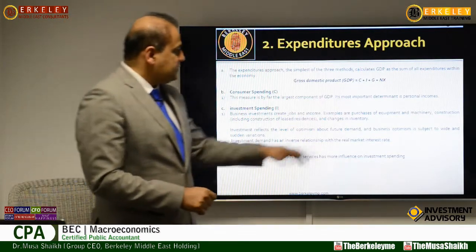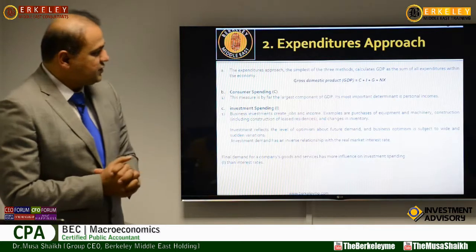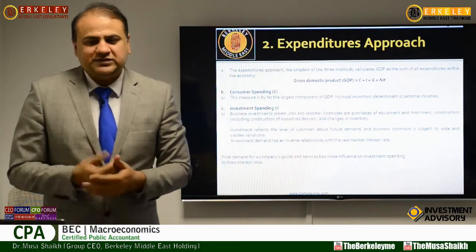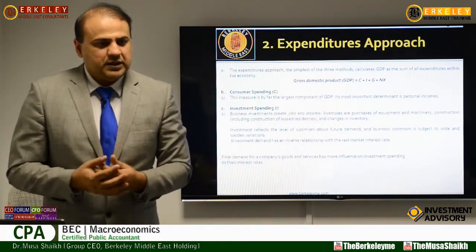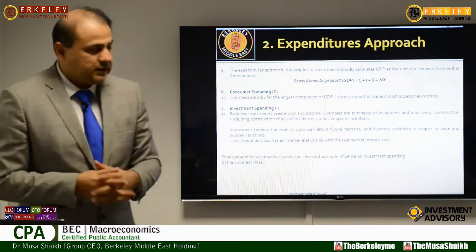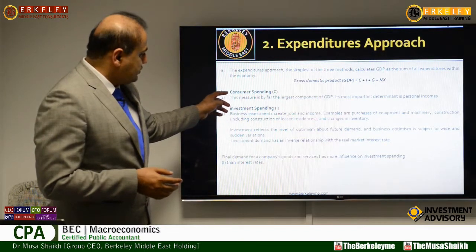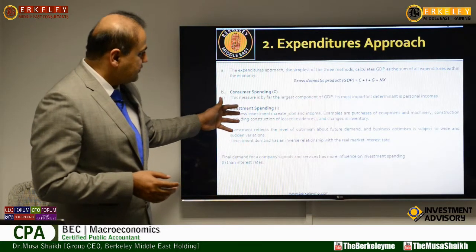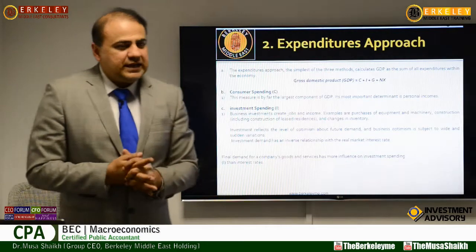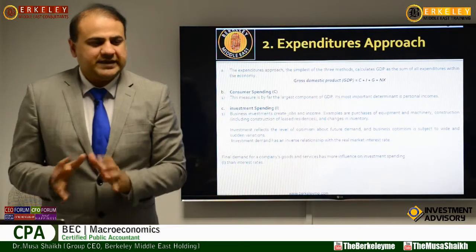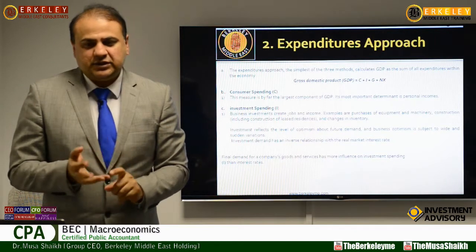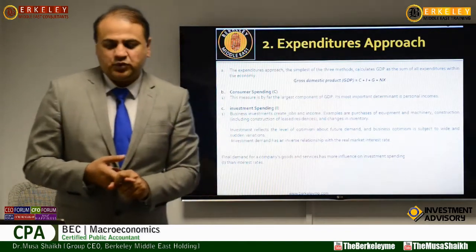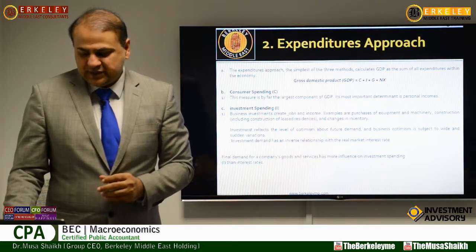The expenditure method says that GDP equals C plus I plus G plus NX. C is consumption, so everyone, we are consumers, we are spending, right? Then we save money, we invest, right? So consumer spending, and investment spending in business, they create jobs and other things. G is government spending, and NX is net exports, exports minus imports. So if you take your consumption, your investments, your government spending, and your net exports, then you will calculate your gross domestic product.